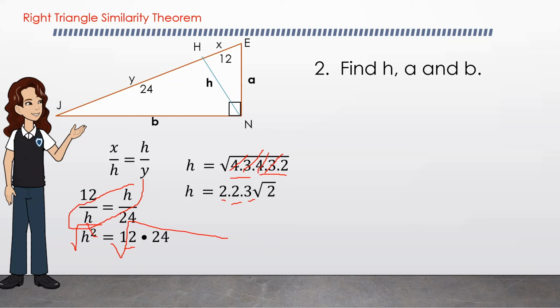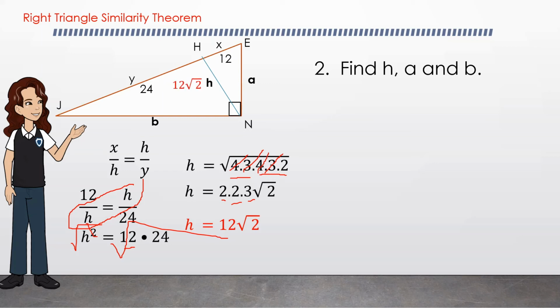Or, kapag dalawa yung numbers nyo, pag inilabas natin sa square root sign, it's only 1. Then, square root of 2, the remaining is the square root of 2. Kasi hindi na siya perfect square. So, multiply 2 times 2 times 3 is 12. Okay? 12 square root of 2. So, the value of H is 12 square root of 2.